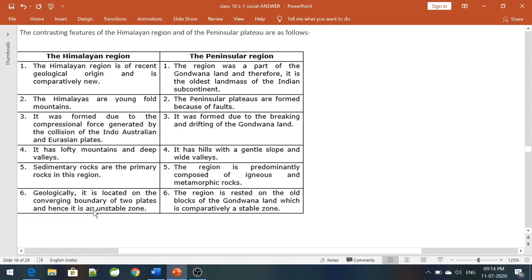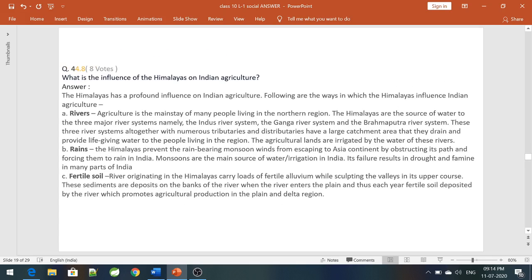Geologically, the Himalayan region is located on the converging boundary of two plates and hence it is an unstable zone. The peninsular region rests on the old blocks of Gondwana land, which is comparatively a stable zone. What is the influence of the Himalayas on Indian agriculture?